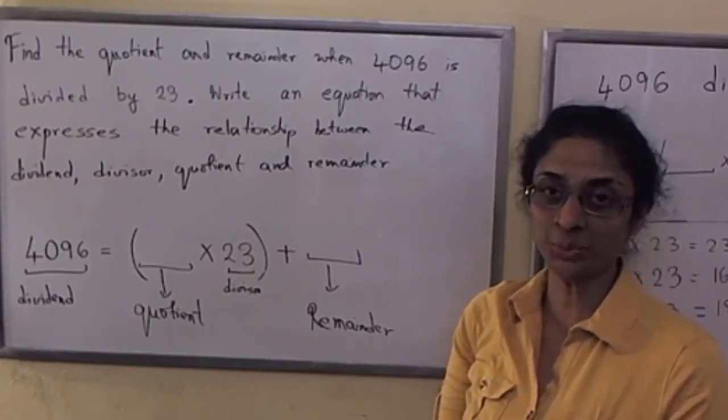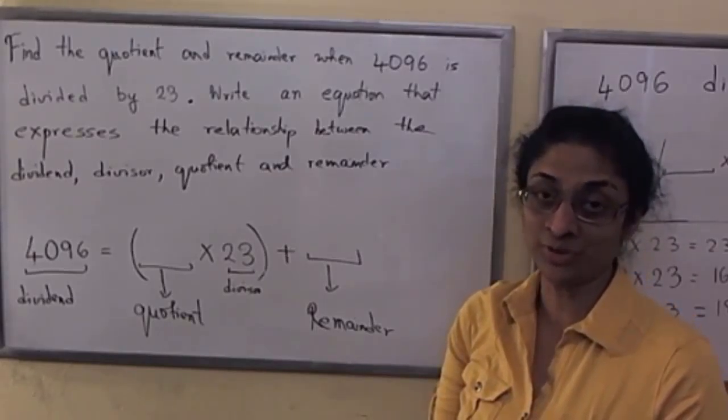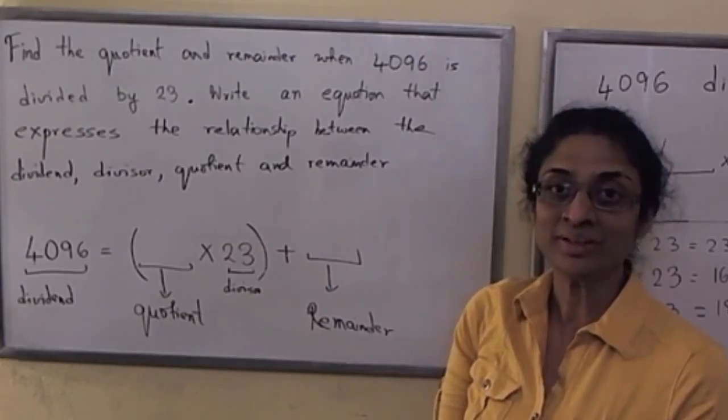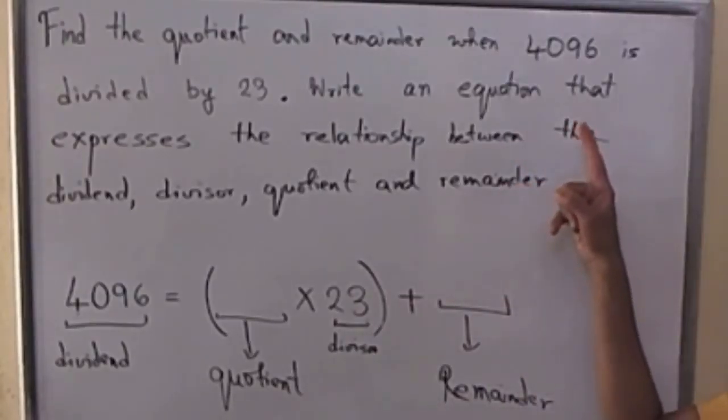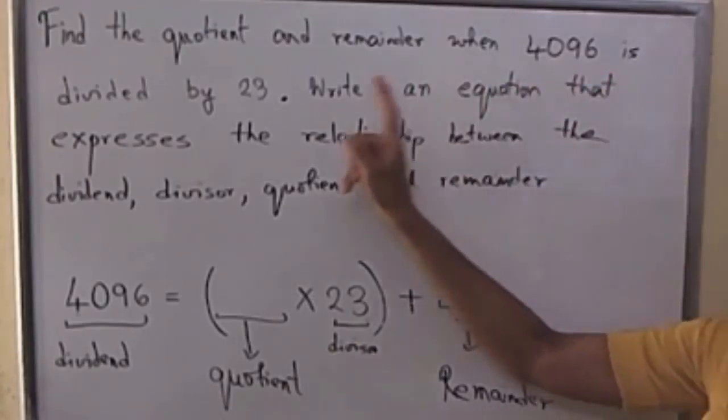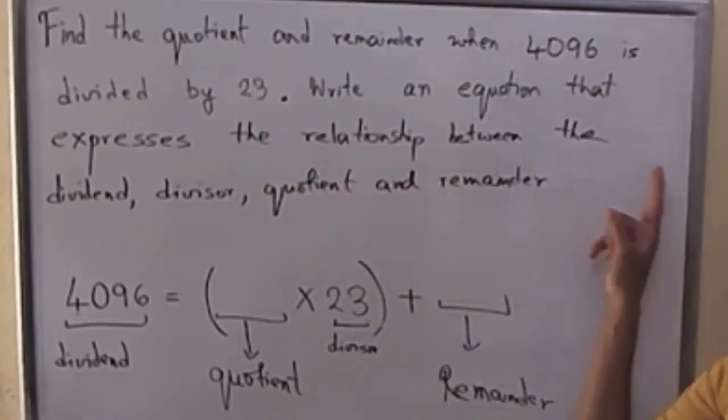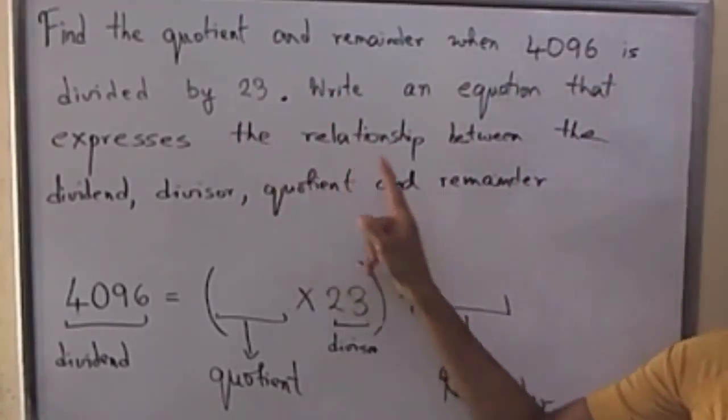Hi, let's continue with the discussion on the topic of division with remainder. Let's work out an example together. Find the quotient and remainder when 4096 is divided by 23. Write an equation that expresses the relationship between the dividend, divisor, quotient and remainder.